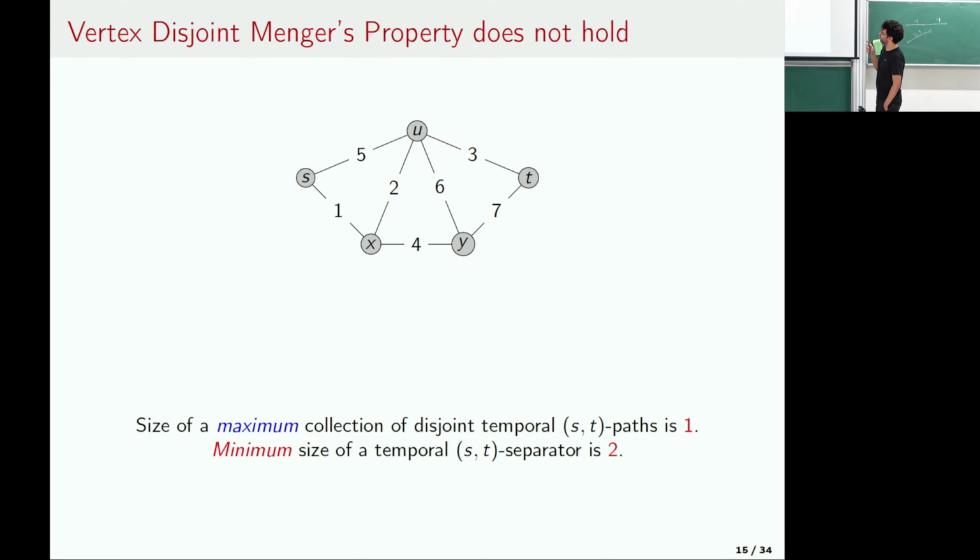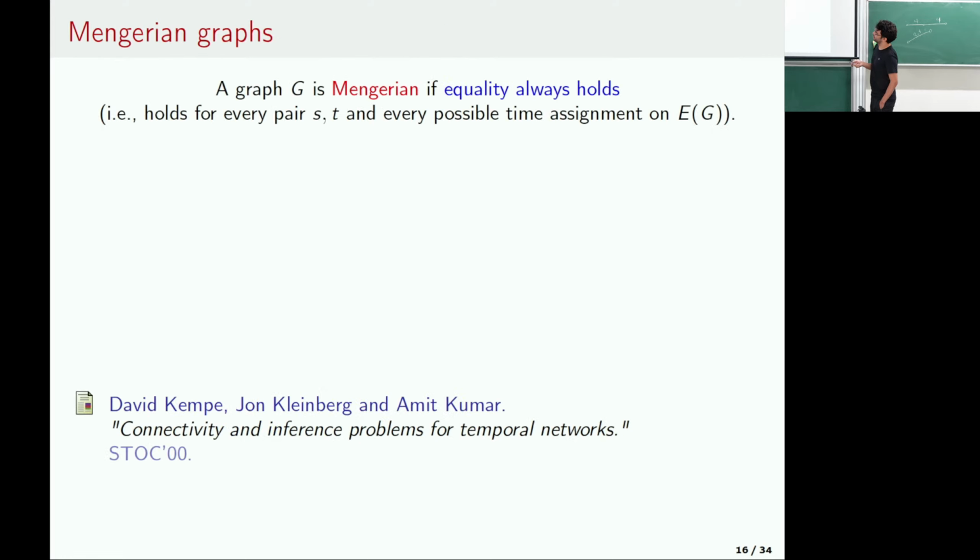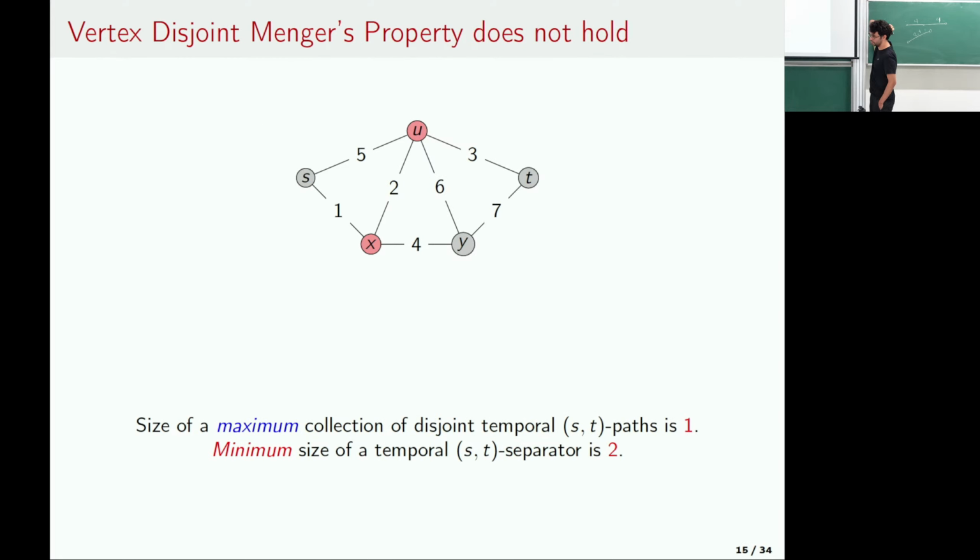But what if I want to separate, to break all the paths from S to T? Right? Then in this case, the minimum size of a temporal ST separator here is 2. Why? Because if I remove only X, I can go from S to T taking this path. If I remove only Y, I can go from S to T taking this other path. If I remove only U, I can go from S to T taking this path. So although I cannot construct two disjoint paths, I need two vertices to separate all paths. So it means that the Menger theorem doesn't hold in this setting.